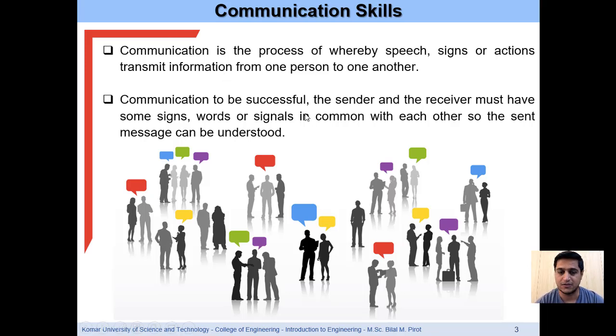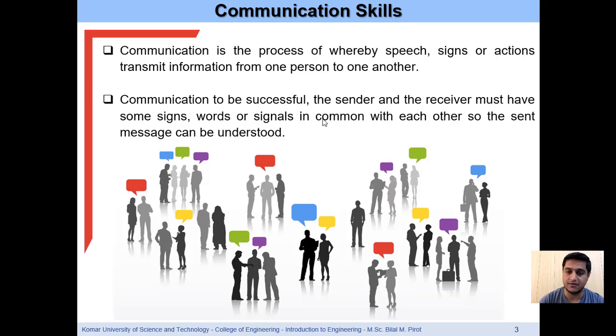For communication to be successful, the sender and the receiver must have some signs, words, or signals in common with each other so that the message can be understood. The sender means the one who wants to transfer some information, and the receiver is the one who wants to catch some information. The sender and the receiver must have some signs, words, and signals in common. So they should find some way.